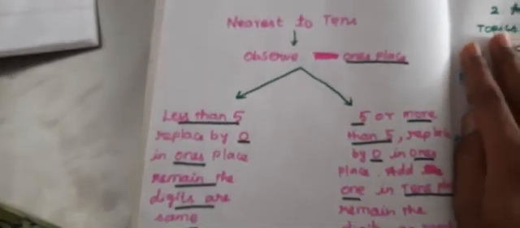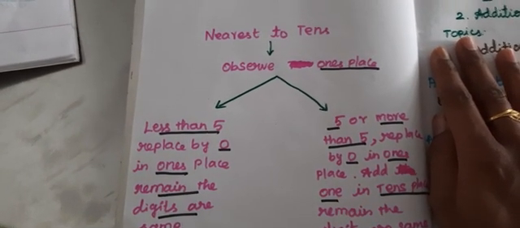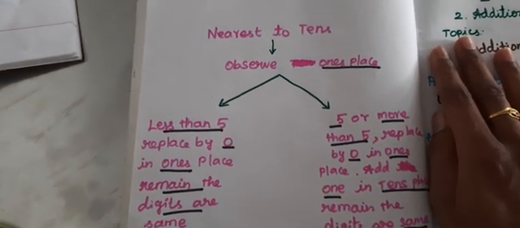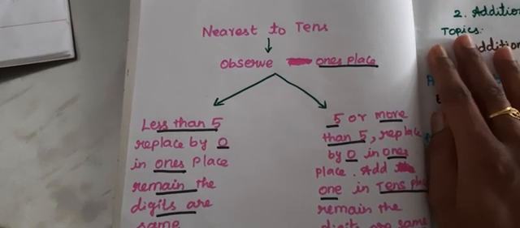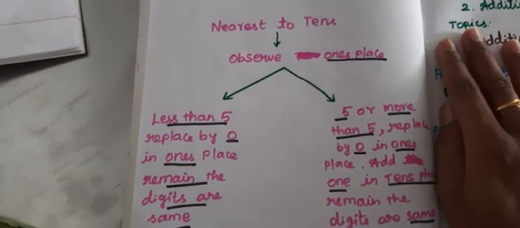So this is the set of rules for nearest to tens. Nearest to tens means observe the ones place, and there are two rules: less than 5, and 5 or more than 5. Shall we move to that concept? Yeah.